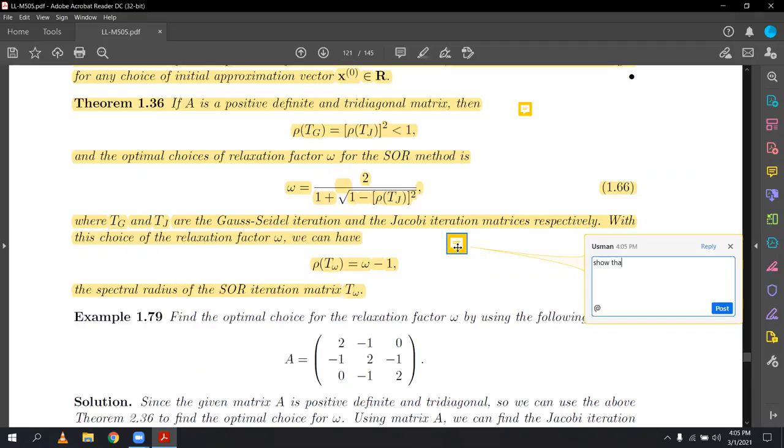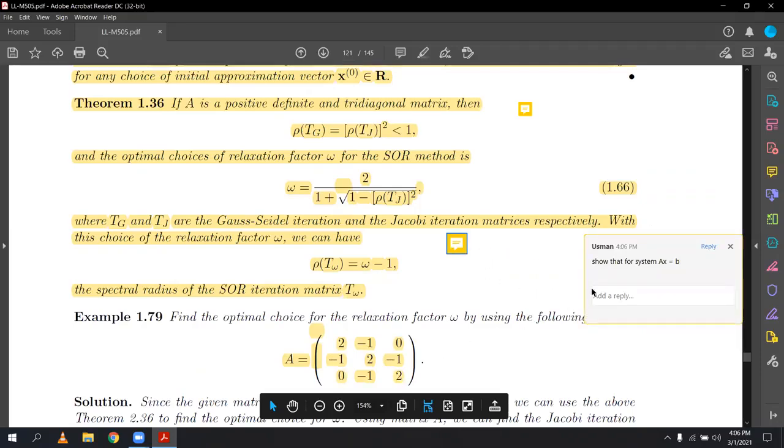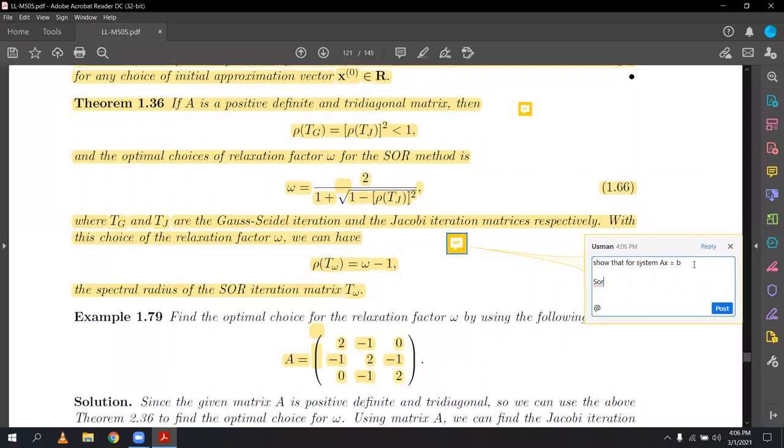Show that for the system Ax equal to B, where A is equal to this one. The teacher does not give you the B, he gives you only A. Show that for the system Ax equal to B, where A is given, show that the SOR method converges.